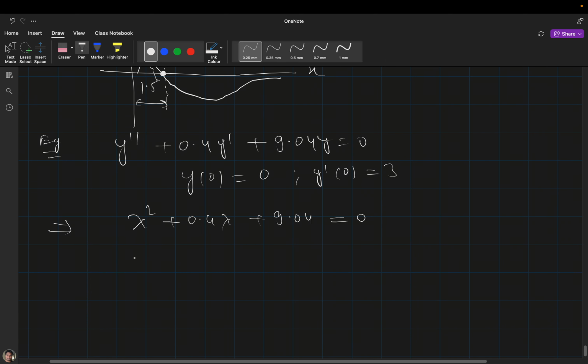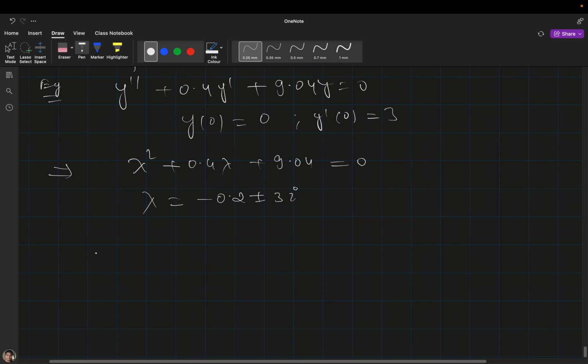Now you have to get the roots, so you will get lambda. This time you will get imaginary roots, so that will be minus 0.2 plus minus 3i. So the solution will be e to the power minus 0.2 x, where minus 0.2 is alpha, times a cos 3x plus b sin 3x, where 3 is beta. So this is the general solution.